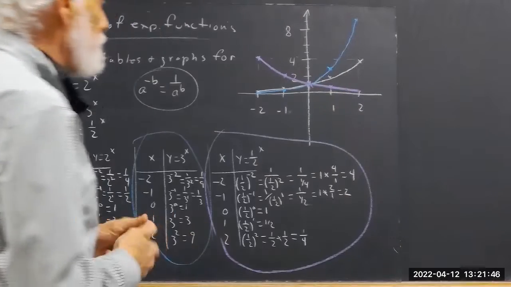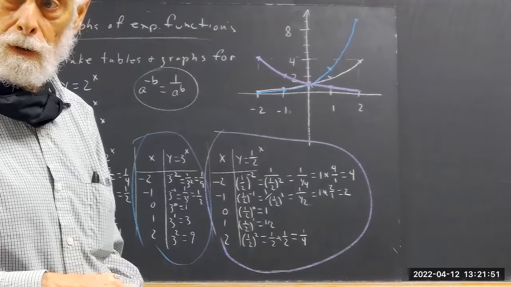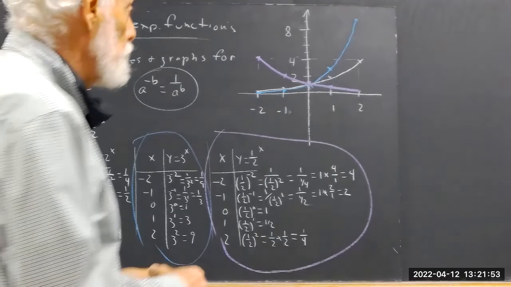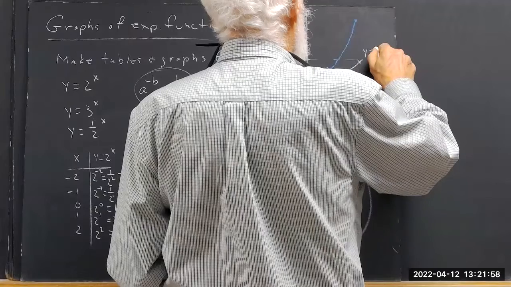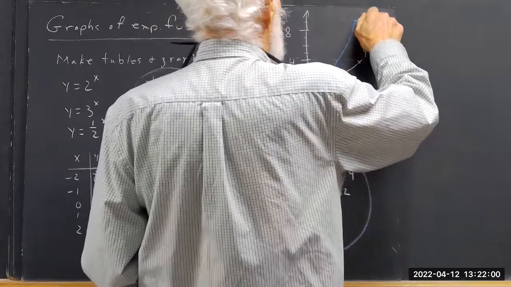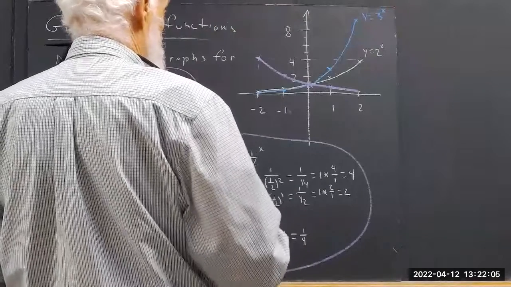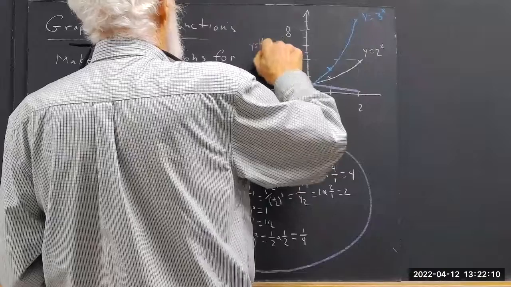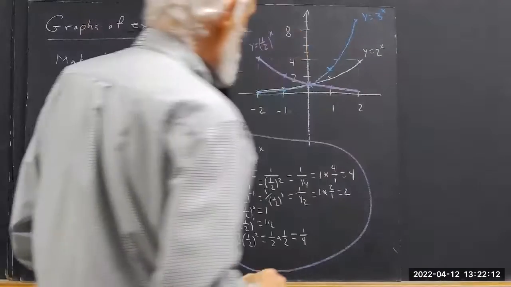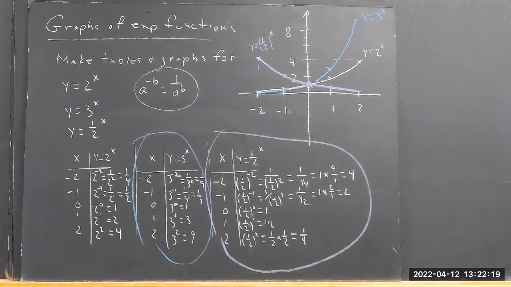And now we get this graph, which is just a mirror image of the 2 to the x, right? So we can label these, just to keep track. Here's y equals 2 to the x. Here's y equals 3 to the x. And here is y equals (1/2) to the x.